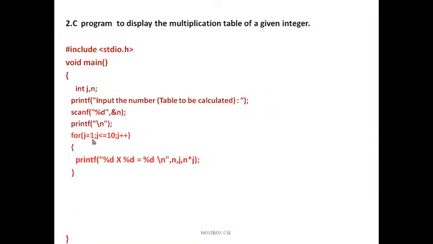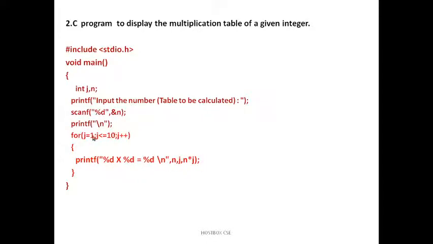So for j is equal to 1, j less than or equal to 10, j plus plus. That means I am going to generate the first 10 rows of the table, for example for multiplication of 4, we generate the first 10 rows, that is 4 into 1, 4 into 2, 4 into 3 and so on. Then to see all the output I am writing %d multiplied by %d is equal to %d \n, comma j, then n, multiplication j.